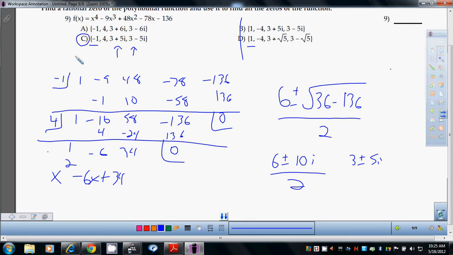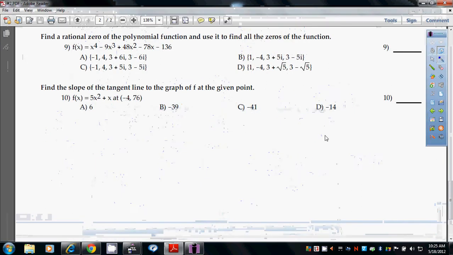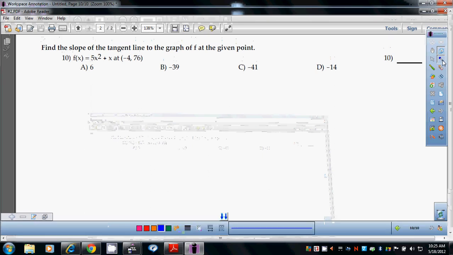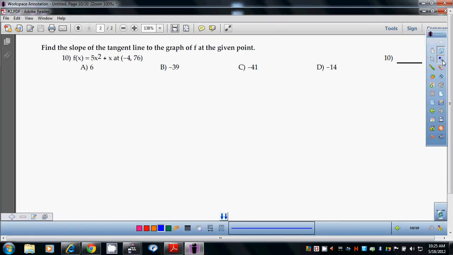Questions on this one? No? Okay. Let's go. Number 10. Slope of the tangent line. This is the one Caleb said he didn't know how to do when everybody was testing. What do I do? Ooh, this must have been the hard one.